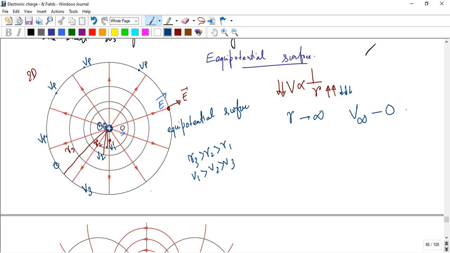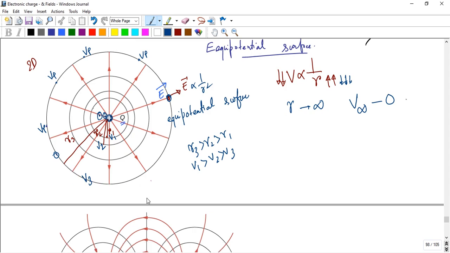Okay, so the electric field is proportional to 1 over r square, and potential is 1 over r. Electric field is a vector field. And that electric field pierces that surface, which is called the equipotential surface. So electric field piercing the equipotential surface means the potential at any point on the surface is the same.